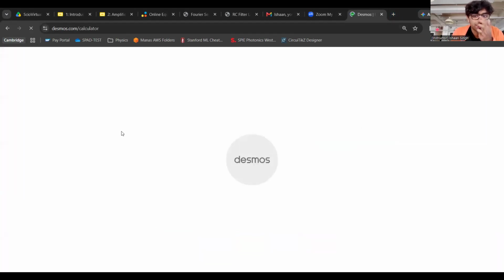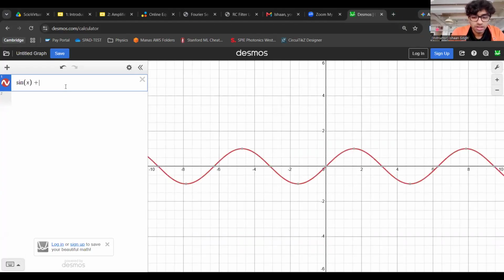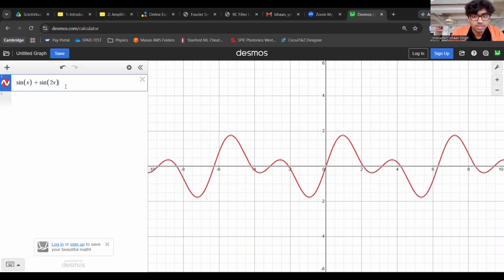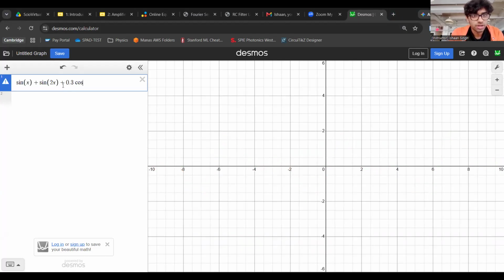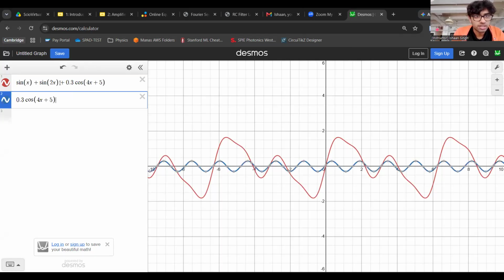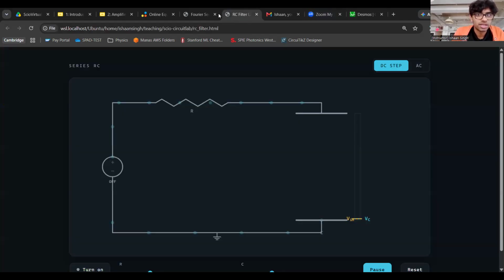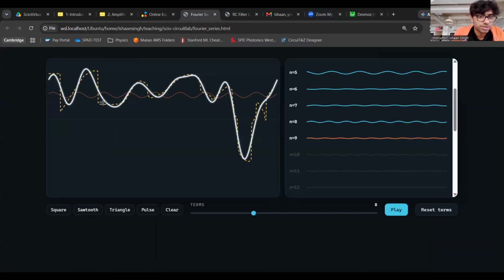If I just graph sine of x, it looks like that. If I add in sine of 2x, it starts to look more complicated. Maybe like a 0.3 cosine of 4x plus 5. And you can see if I keep adding in waves of different frequencies, each one of these individually is a clean looking shape, right? But if I keep adding them together, I eventually get a complicated shape. And the goal is to get that complicated shape to reproduce our actual signal. So yeah, Omar.